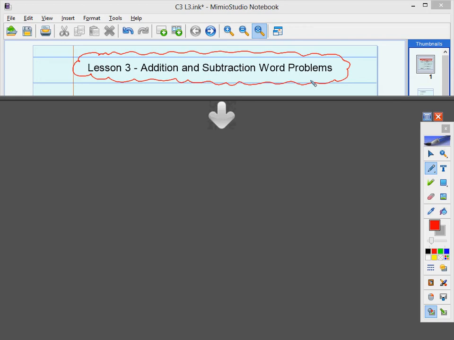Hi students, this is Course 3, Lesson 3, Addition and Subtraction Word Problems. Make sure you have a title at the top of your page, and then remember that you can pause the video anytime you want to if you need to catch up.